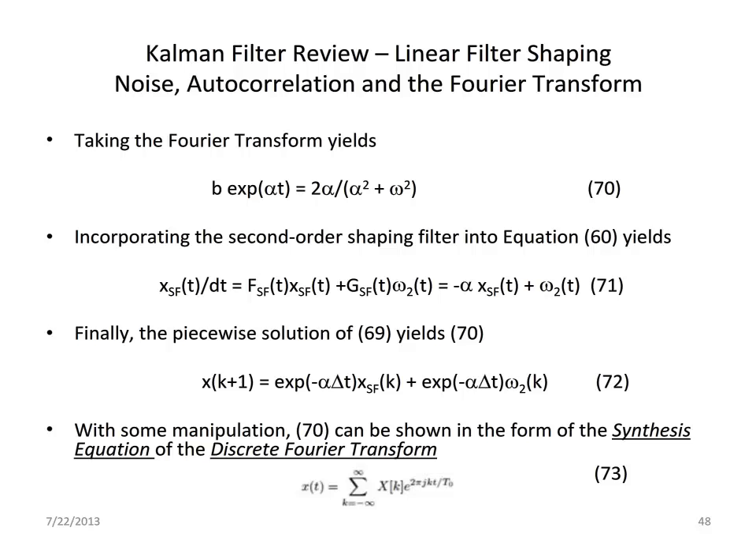Let's see, I have a note that I've defined F for the shaping filter and G for the shaping filter and B for the shaping filter, as well as noise u at time t equals omega sub 2 at time t. And again, to clarify, what the u is typically will be plant noise, and the measurement noise will be eta.